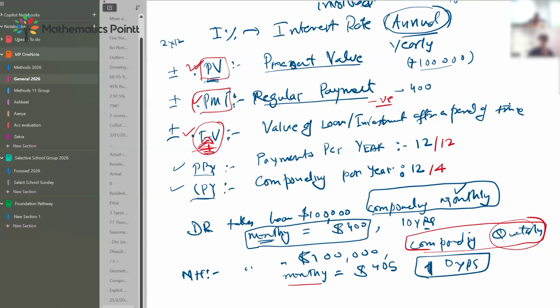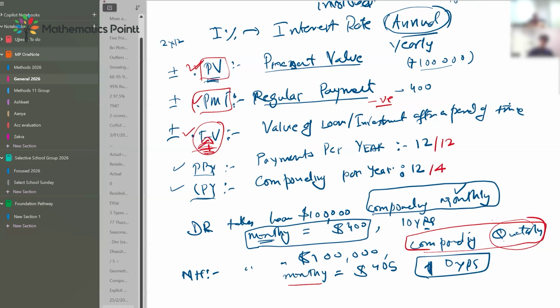Very, very important. In the exams, I have not seen many questions where your compounding and your payments are a mismatch, but at times they do throw that in. So be careful when you are doing CPY, PPY values. You find one, don't copy paste the other value straight in.